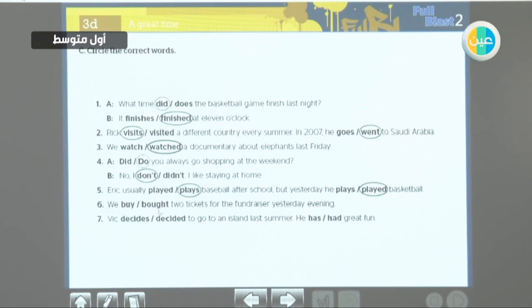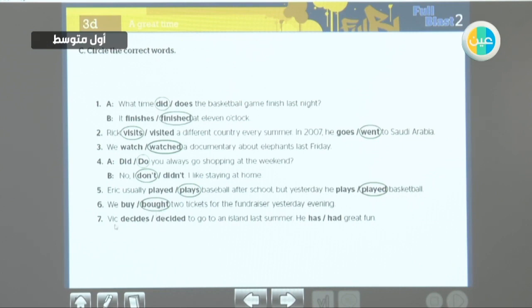6: We buy or we bought 2 tickets for the fundraiser yesterday evening? Yesterday evening is in the past. Buy or bought? Bought. Very good, which is an irregular verb. It doesn't end with D or ED. It changes completely, so it is an irregular verb.